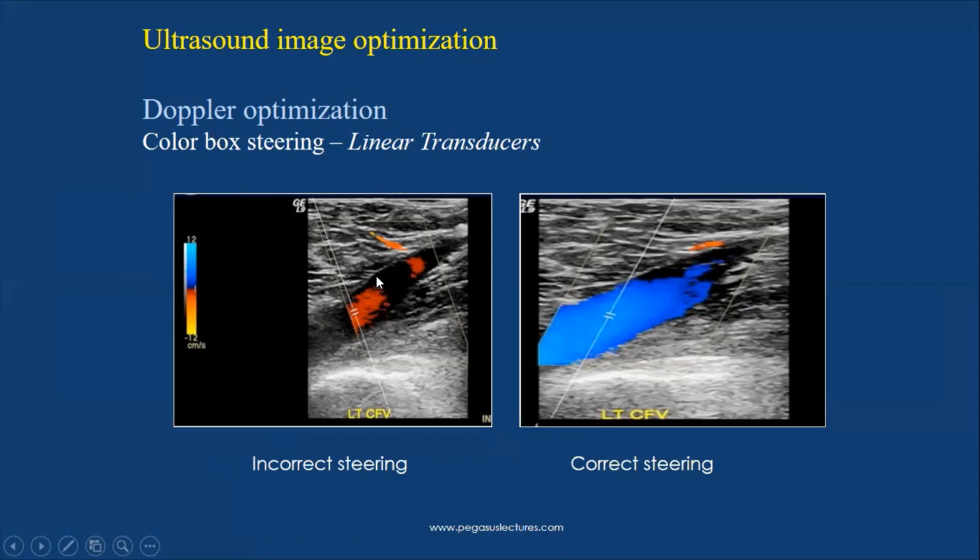signal. And as in this case, this is not thrombus for sure, but because of the wrong angle of the color box, we couldn't get any signal back from the vessel. We couldn't get any Doppler shift back from the vessel. Then the only thing that we did here is just to steer the box here along the flow direction. Now we are getting very nice filling of the lumen.